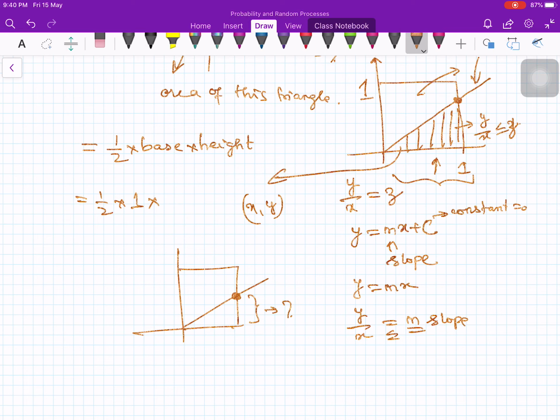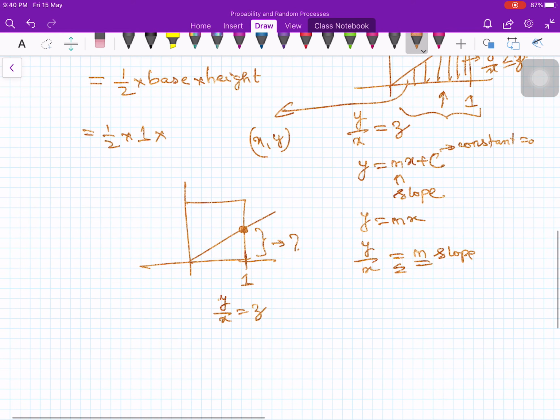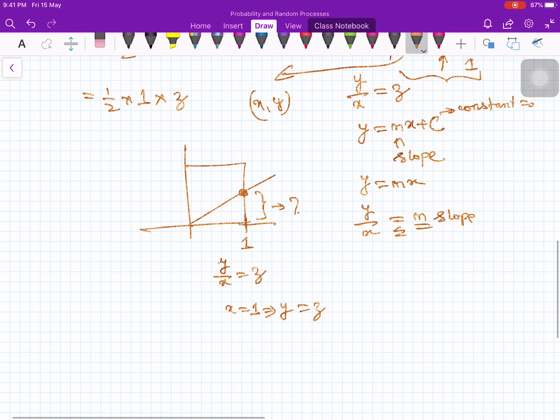This height is going to be, see, this point is 1, and y by x equal to z, that is a straight line. When x equal to 1 on the x-axis, then y is equal to z. When x equal to 1 implies y equal to z. Therefore this is going to be z. So the CDF, f z of small z, equal to z by 2.